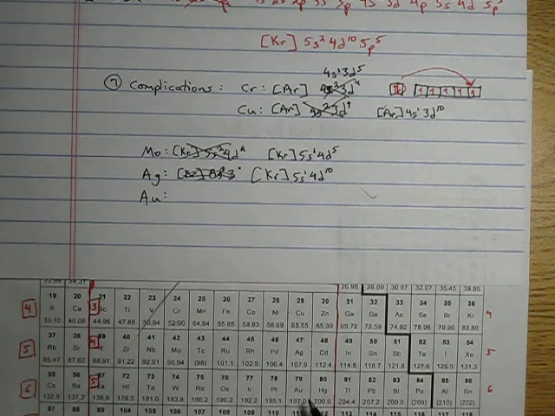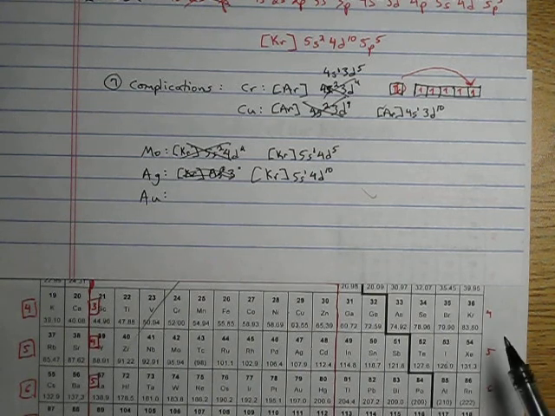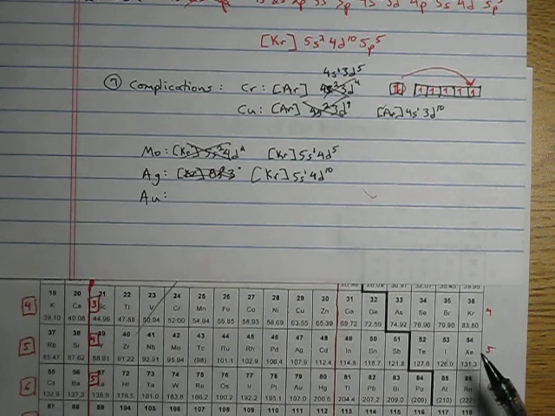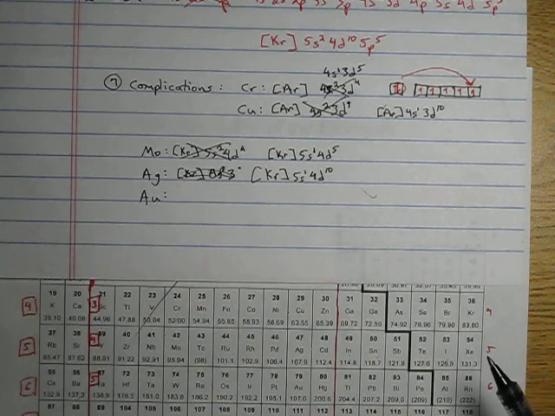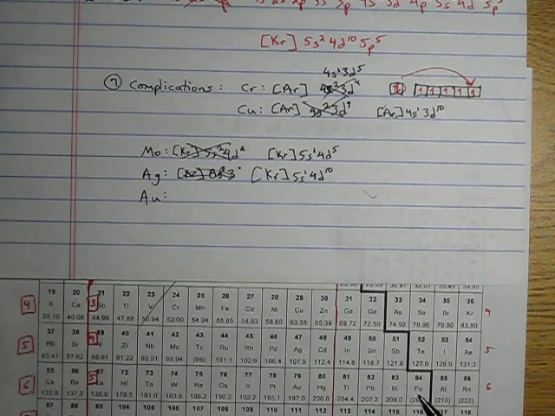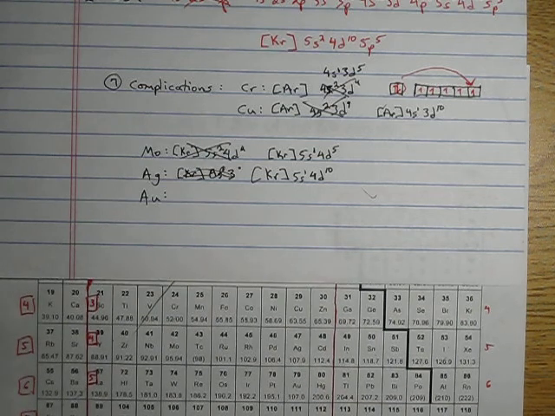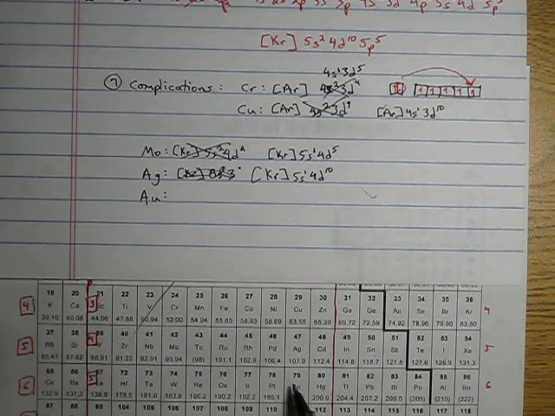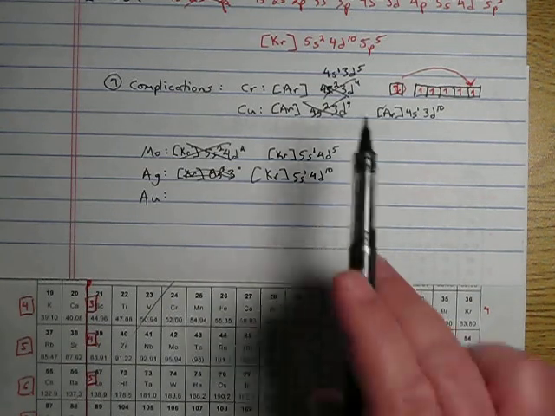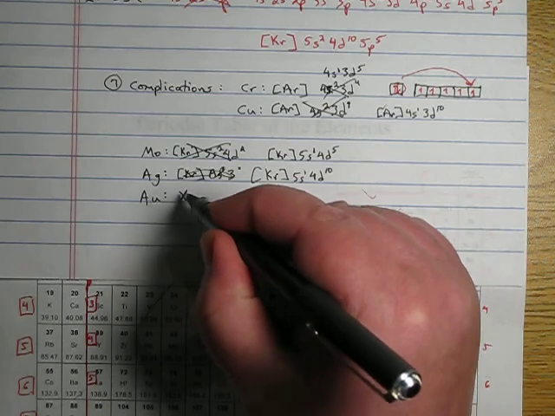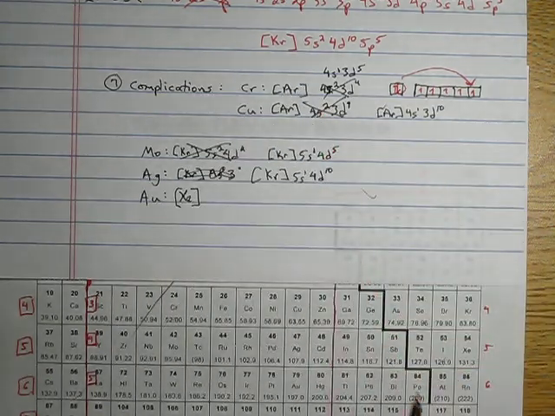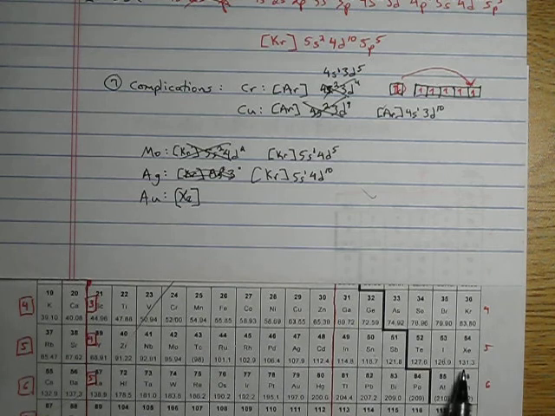Any guesses as to what gold is going to do? It's right below silver. Yeah, that is correct. Xenon core. And, ooh, gold's going to be interesting because we've got these f electrons to deal with. So let's deal with it. Gold is right here. Xenon is the next noble gas. Xenon core.